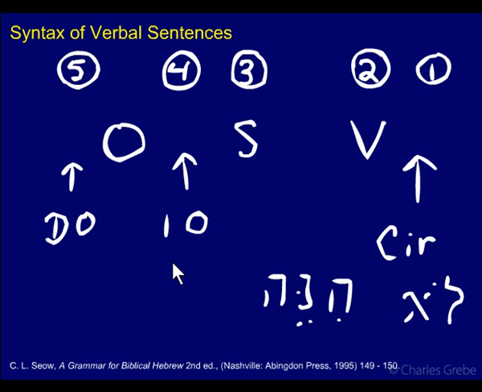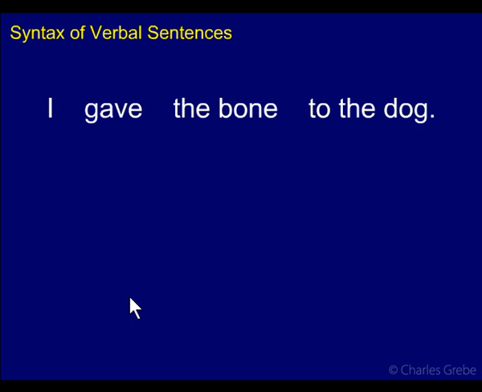Now in most of the examples I looked at so far, we really only dealt with direct objects. So what is an indirect object? We should take a look at that. Here's an English sentence to look at indirect objects. So I gave the bone to the dog. I is the subject, gave is the verb, the bone is what I gave, so that's our direct object. And to the dog is the indirect object. It's who I gave the bone to.